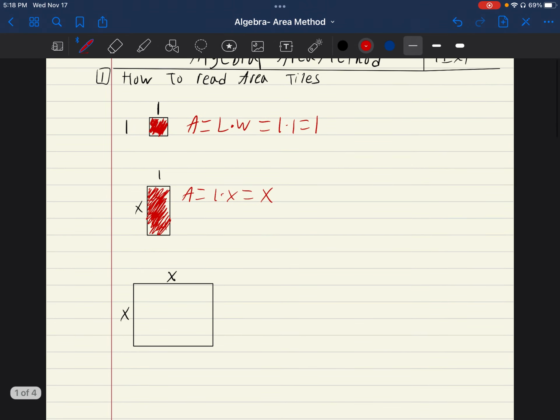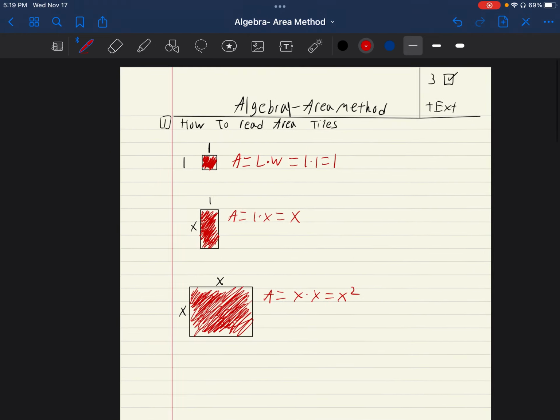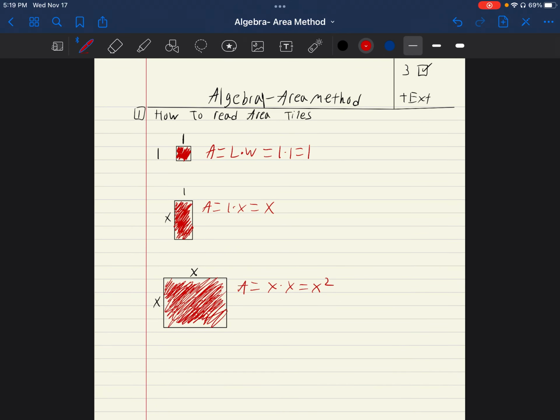And for the last property, we have x times x, where we want to find the area of the x on each side. So in this case, we shade in both x's. Now this whole area tile is x times x, which equals x squared. So now that we have the three main components down, we can now do the rest of the problems.